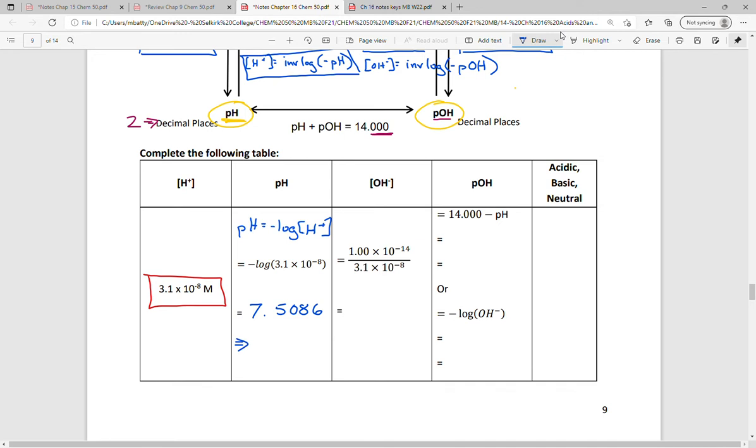Giving this as an answer, I have 2 sig figs in my concentration, so I'd have 2 decimal places in my pH. And I use this convention where it's equal to, this is unrounded, and then when I put the arrow, that means that I've rounded that number for sig figs. Because if I use this number now, I don't want to perpetuate any of those rounding errors.